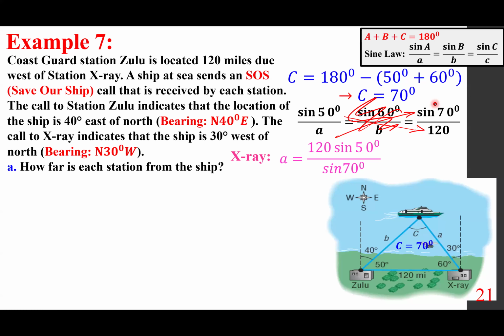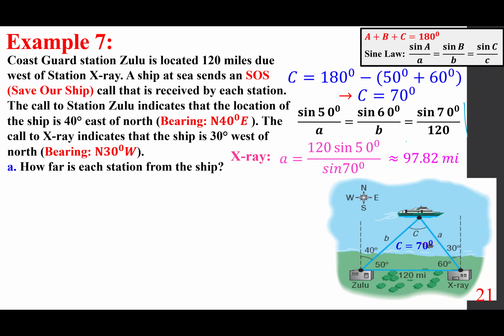You put that into a calculator. So 120 times sine of 50 divided by sine of 70. The calculator will give you 97.82 miles, which means A has a distance of 97.82 miles, close to 98 miles. This is X-ray and it's done. But what about Zulu? Let me erase my work.